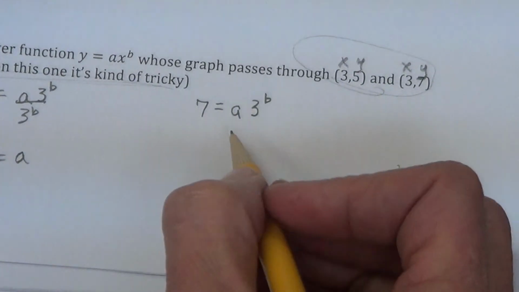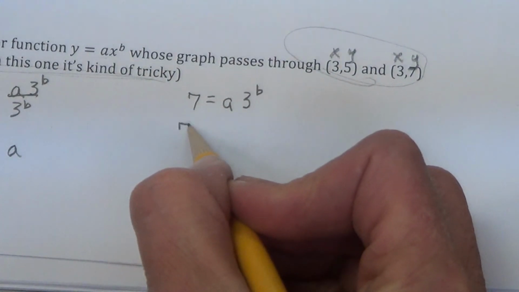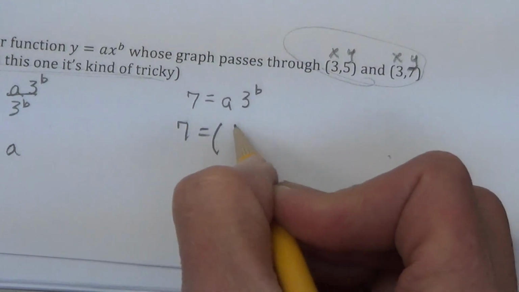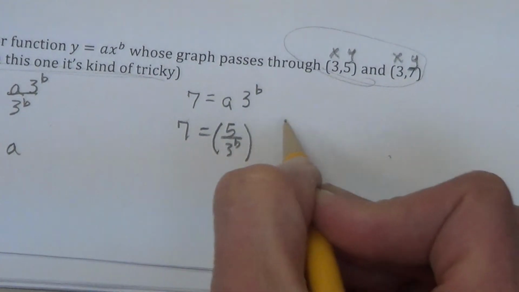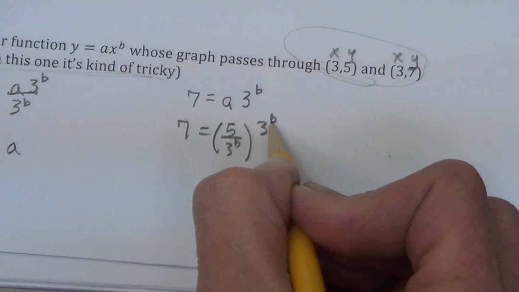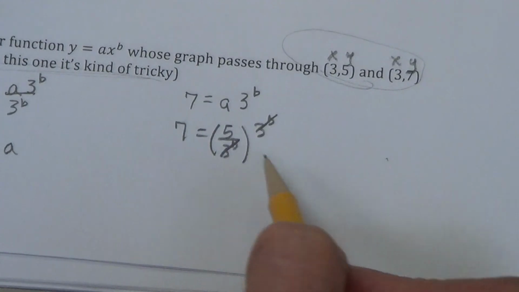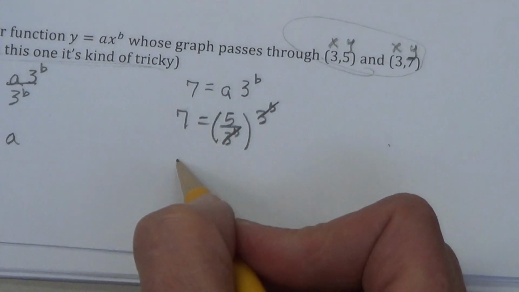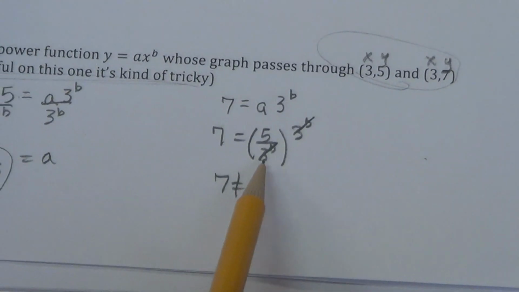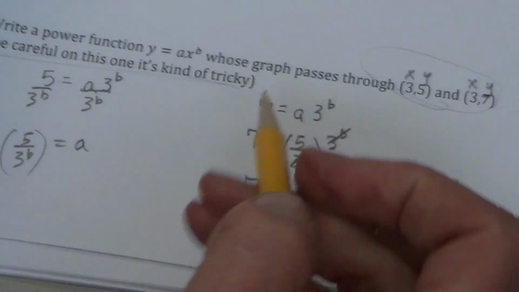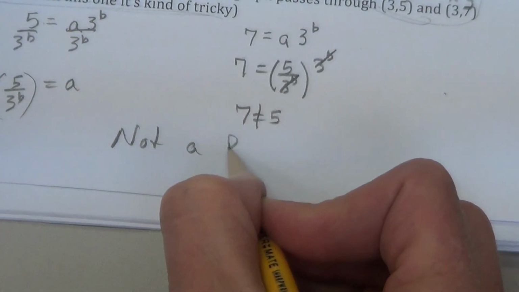Now, when you go to plug this in here, what happens? We have 7 equals 5 over 3 to the B, over 3 to the B. Do you notice how these will completely cancel out? You have 7 equals 5, and that's not true. You've lost all of your powers. So this is not a power function. Not a power function.